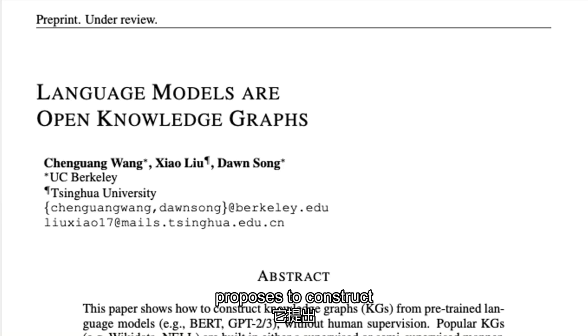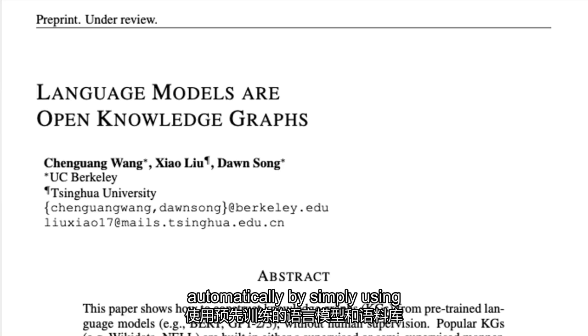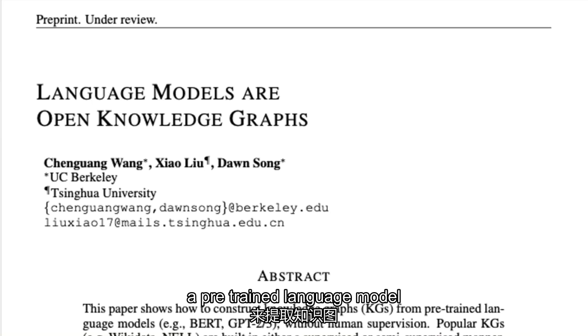It proposes to construct knowledge graphs automatically by simply using a pre-trained language model together with a corpus to extract the knowledge graph from. The cool thing about this paper is that there is no training involved. So there is no model that learns how to construct a knowledge graph. The entire knowledge is simply extracted from running the corpus once. So one forward pass through the corpus through the pre-trained language model. And that constructs the knowledge graph. So that's kind of the core message of this paper.